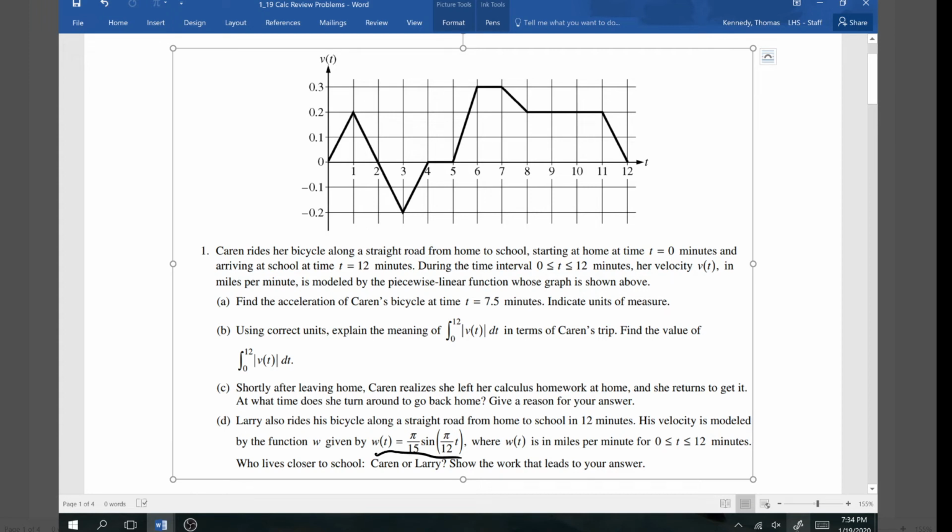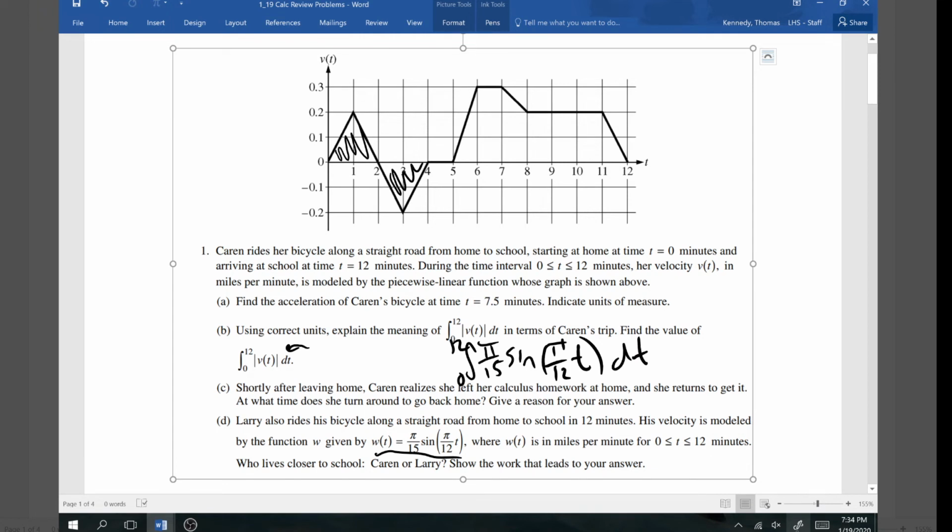All right, so Larry has this velocity equation, pi over 15 sine of pi over 12 times t. That is his velocity equation. He also rides from home to school in 12 minutes. Who lives closer to school? All you have to do to figure this out is use what you figured out in B, how far she was from school. The only difference is you actually counted the whole distance traveled, so you'd have to subtract 0.2 twice from that number. And then you just compare that to the integral from 0 to 12 of pi over 15 sine of pi over 12 t dt.